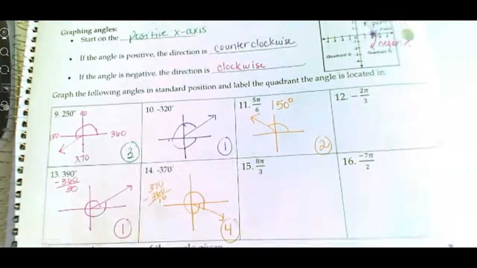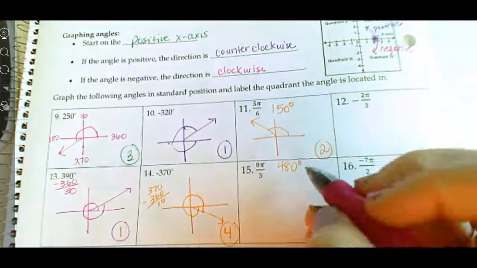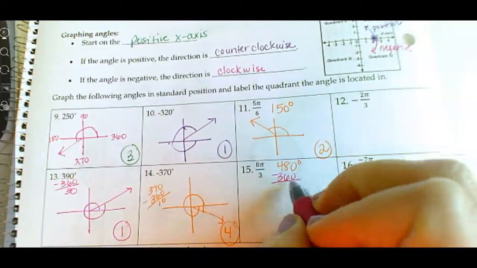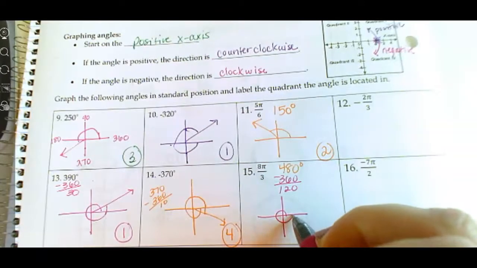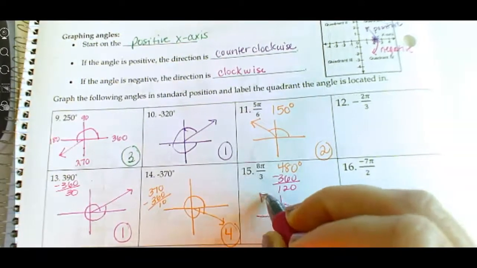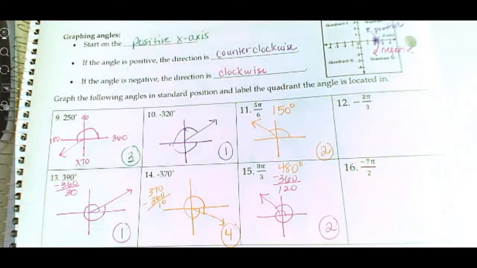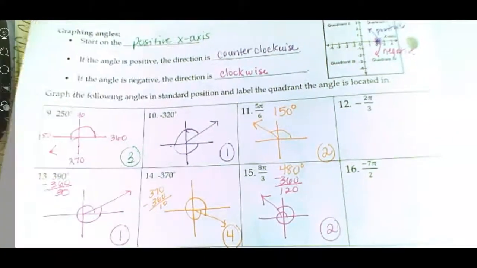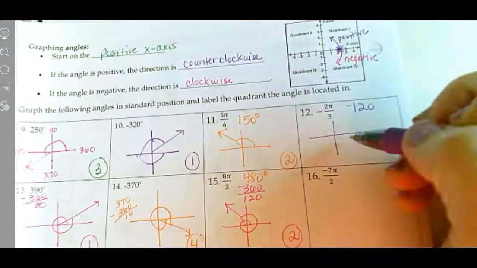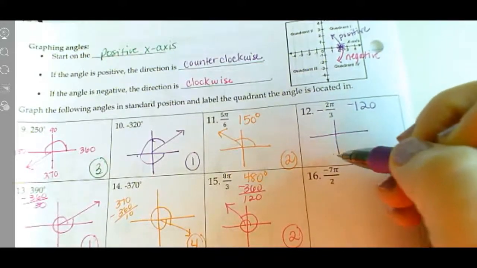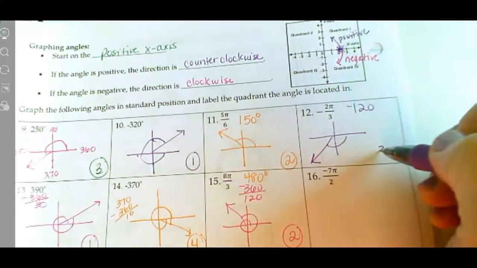So on 15, if you change it, you get 480. And what you find out is that if you subtract 360, that's 120. So that means you go all the way around to 360, and then you go 120 more. So it ends up being around there, which is in quadrant 2. On number 12, if you change it, you would get negative 120. Remember that negative means I come down this way. And I know if I go to there, that's 90. It's a little bit more than 90. So that would be quadrant 3.